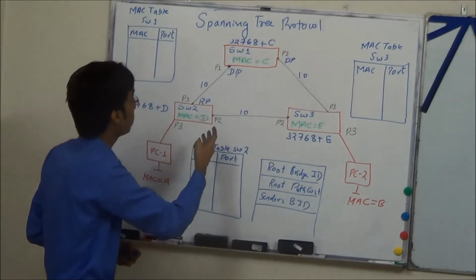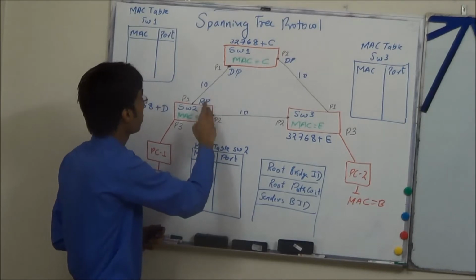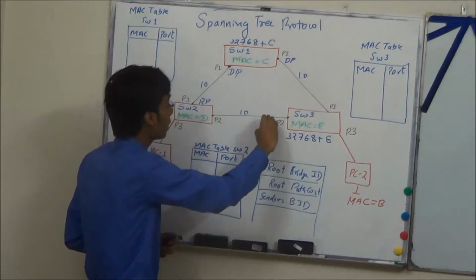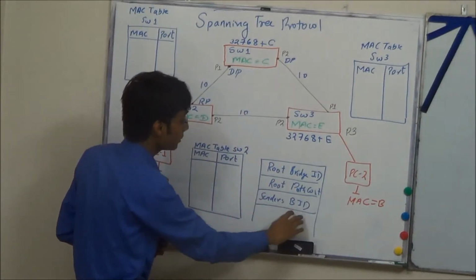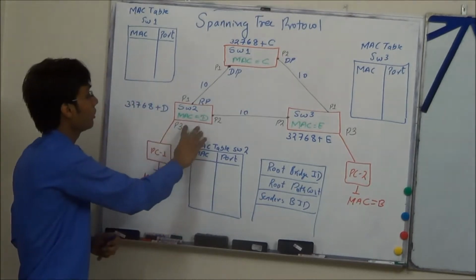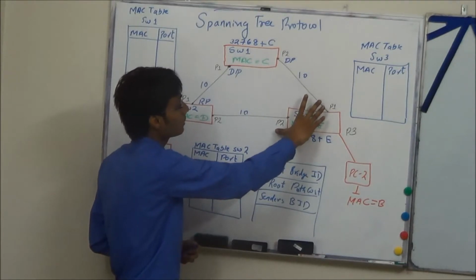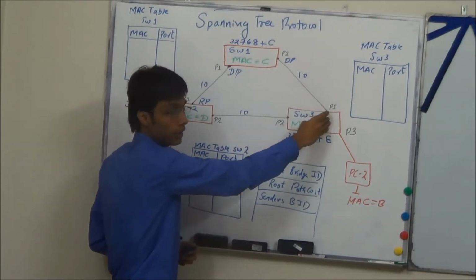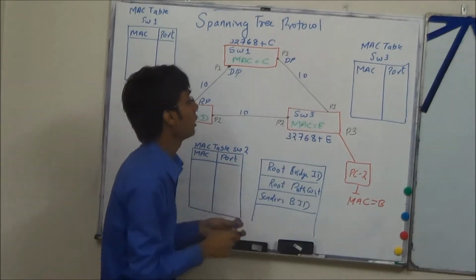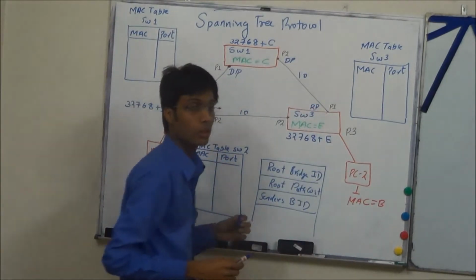So what we get here is 32768 plus C root bridge ID, and root path cost as 0. Then it sends with 10 added, and the sender bridge ID changes to 32768 plus D, because switch 2 is sending. Comparing these two BPDUs, we can clearly say that the RPC received at this port is better than the RPC received at this port. So switch 3 will term port P1 as its root port.